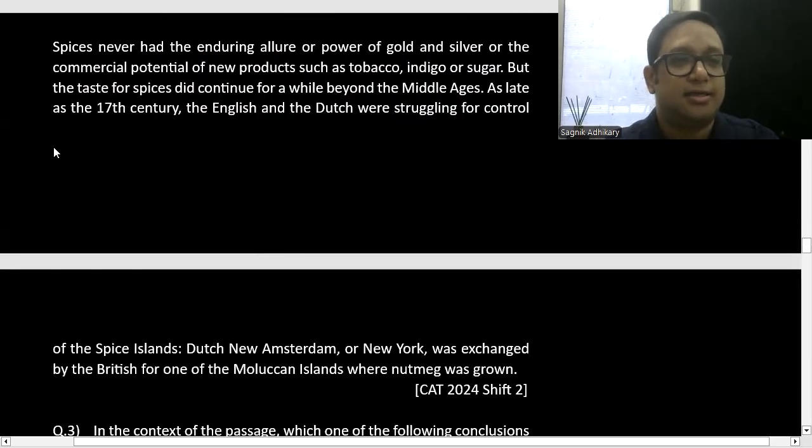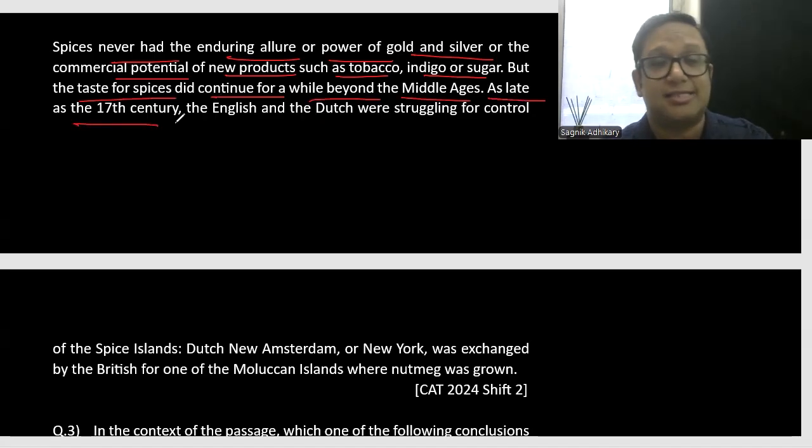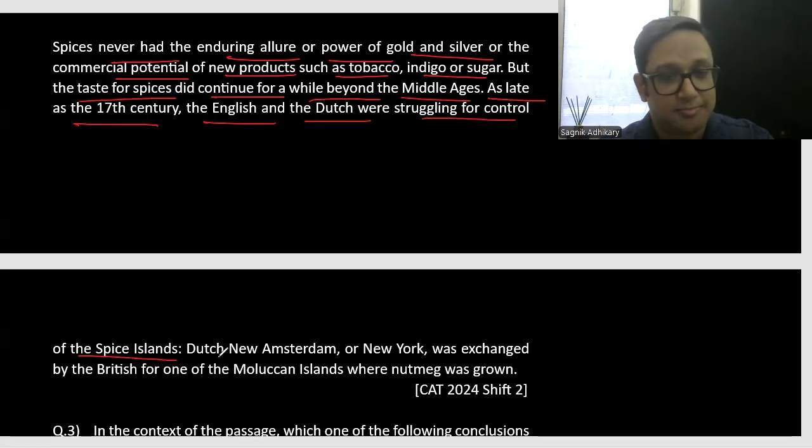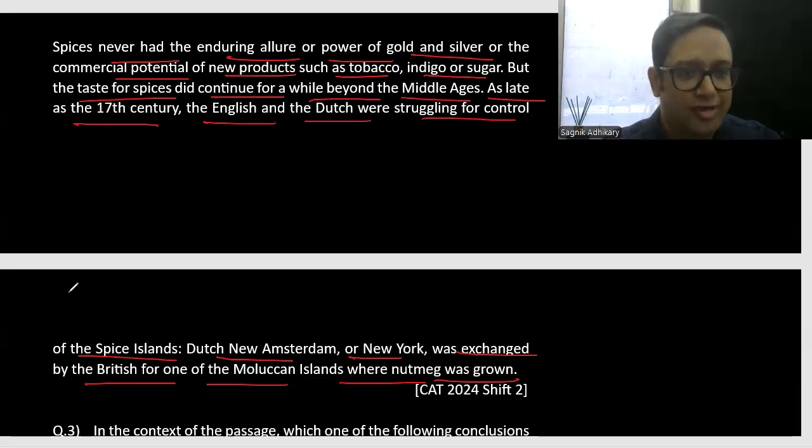Finally, at the end, the author concludes by saying, spices never had the enduring allure or power of gold and silver, or the commercial potential of new products such as tobacco, indigo, and sugar. But the taste for spices did continue for a while beyond the Middle Ages. As late as the 17th century, the English and the Dutch were struggling for control of spice islands. Dutch New Amsterdam, or New York, was exchanged by the British for one of the Moluccan islands where nutmeg was grown. So entire islands were traded just to get access to spice. So for example, nutmeg in this example. So we have understood all of that.